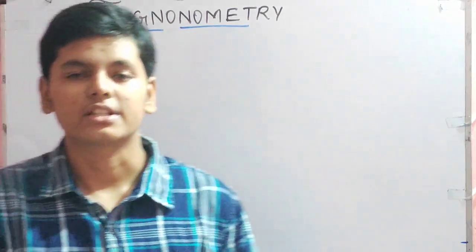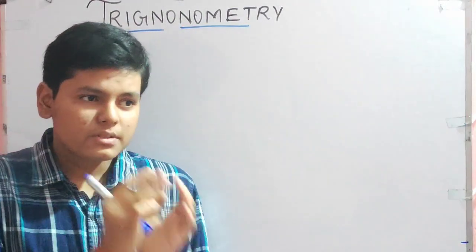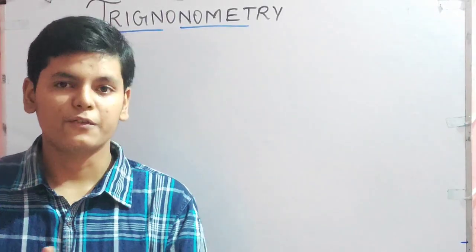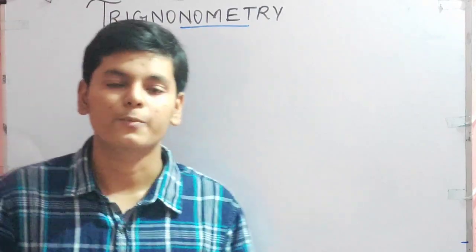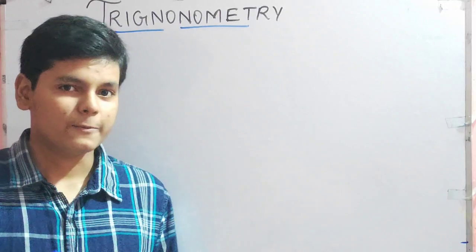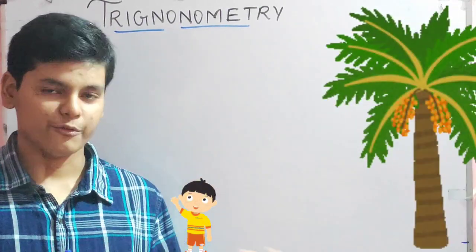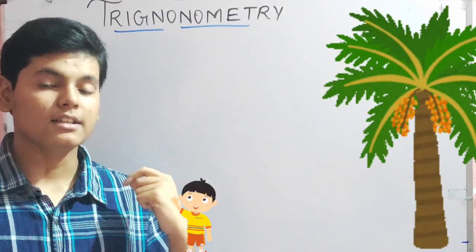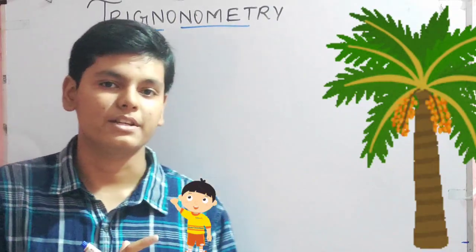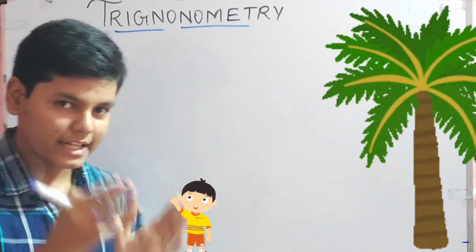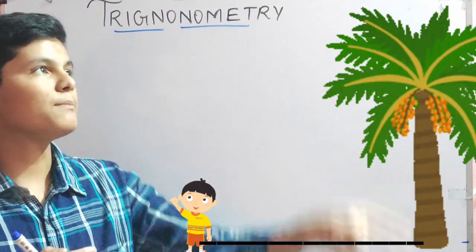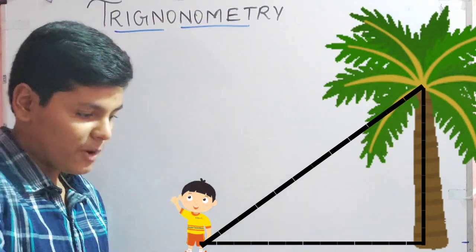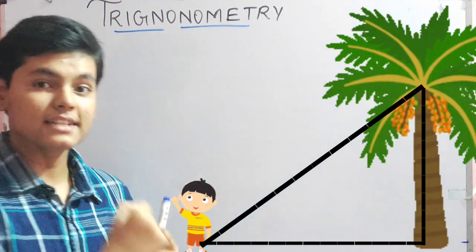Now let us start with the introduction. What is trigonometry? Trigonometry is actually a mathematical term. The meaning of trigonometry will be explained in a few minutes, but first let us understand one scenario. For example, I am standing over here and there is a palm tree in front of me. The palm tree has a fruit at the top. I want to measure the distance or the angle, so I look at the fruit. From the ground to the height, the fruit is at a certain angle.